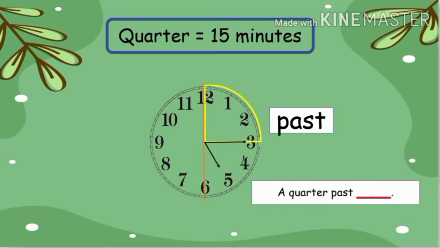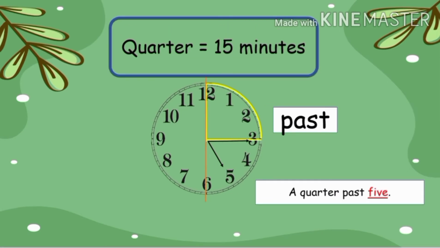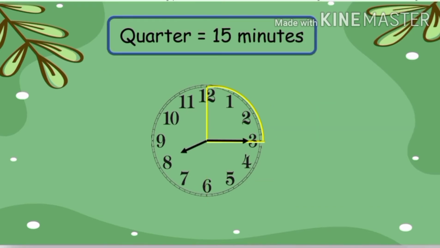As you can see, the long hand is pointing at 3, which is 15 minutes. And the short hand is pointing at 5. Jarum pendek menunjukkan ke nombor 5. So, the answer is yes, a quarter past 5. A quarter past 5. Look at another example.